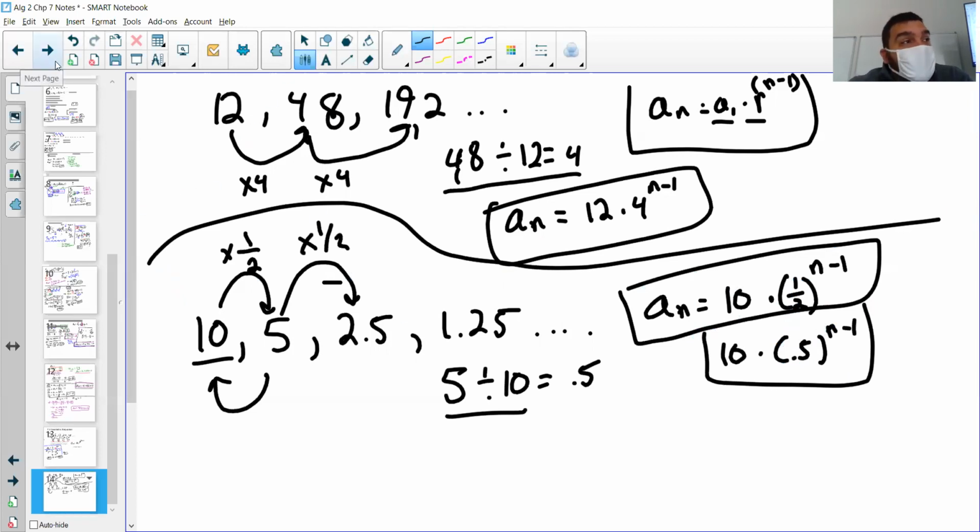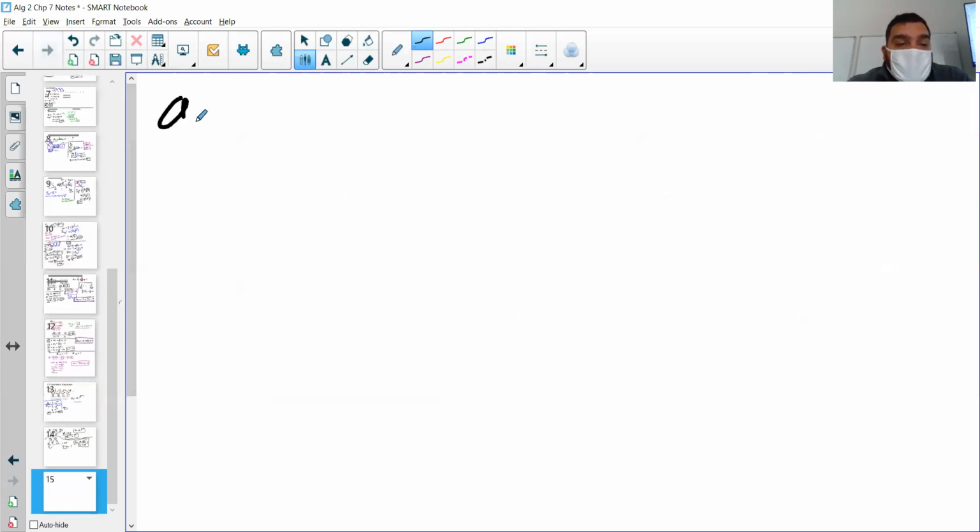Let's do another interesting pattern. Everyone get me the AN formula. This one you'll do by yourself, and the second one is going to be the challenge one.